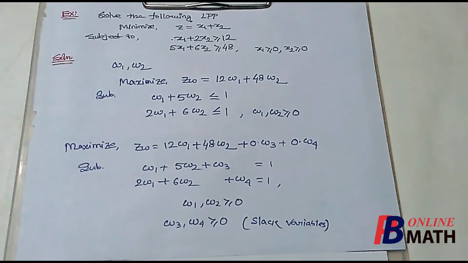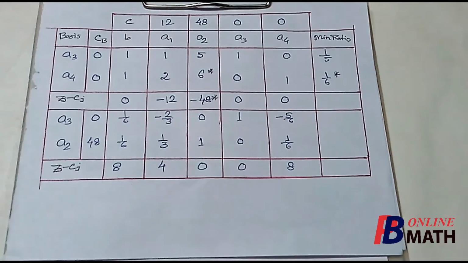To solve the problem, we have already introduced two slack variables omega 3 and omega 4. So these two are slack variables. So this problem can be written in this form. Now we can easily solve this problem by using the usual simplex method. I have already described how to solve this problem by using the usual simplex method.